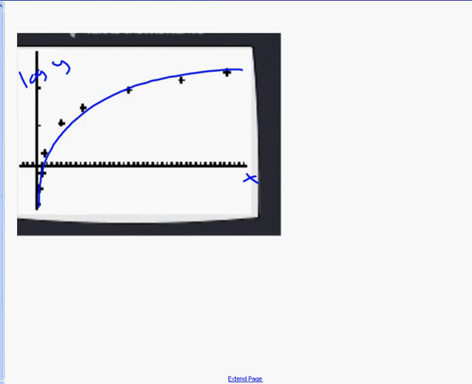So what does that tell us? It means that we didn't successfully linearize the data. It also means that x versus y is not exponential.